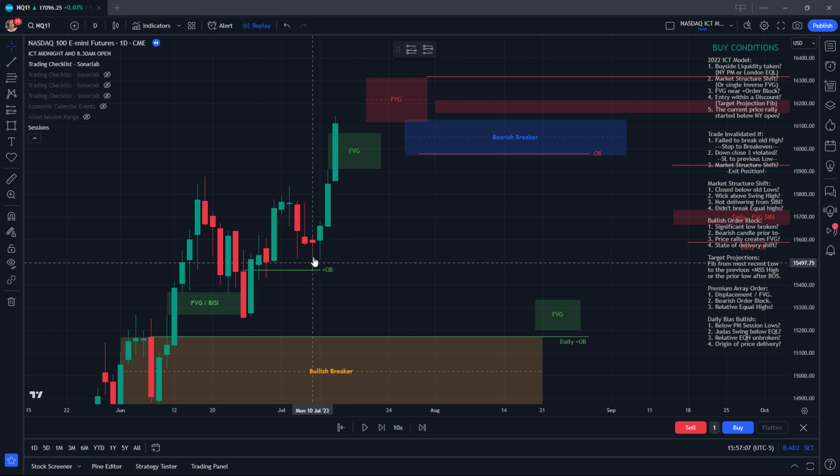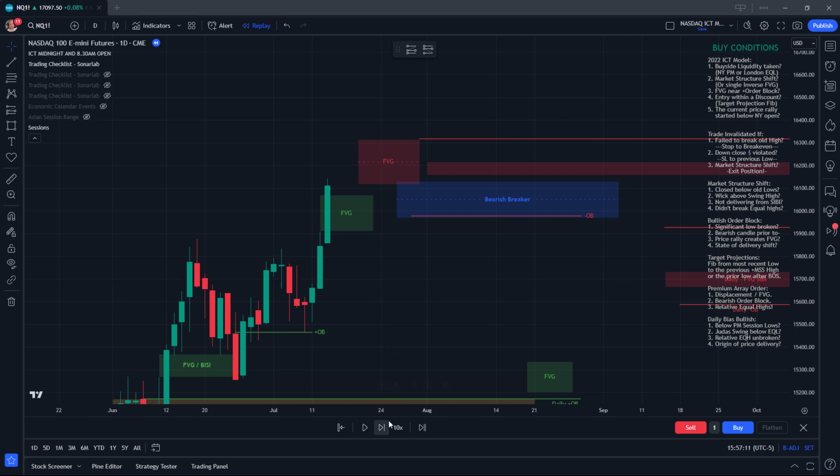Okay, and at this point we'd be seeing these highs and seeing that's the next draw on liquidity. We don't know how far price is going to go up.